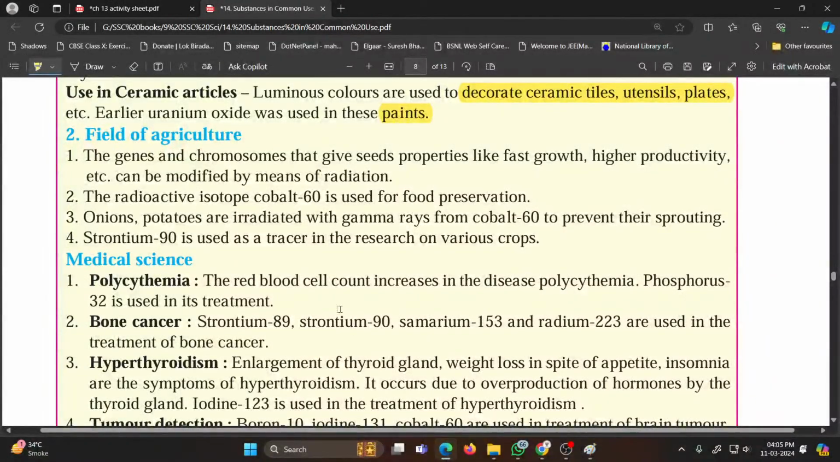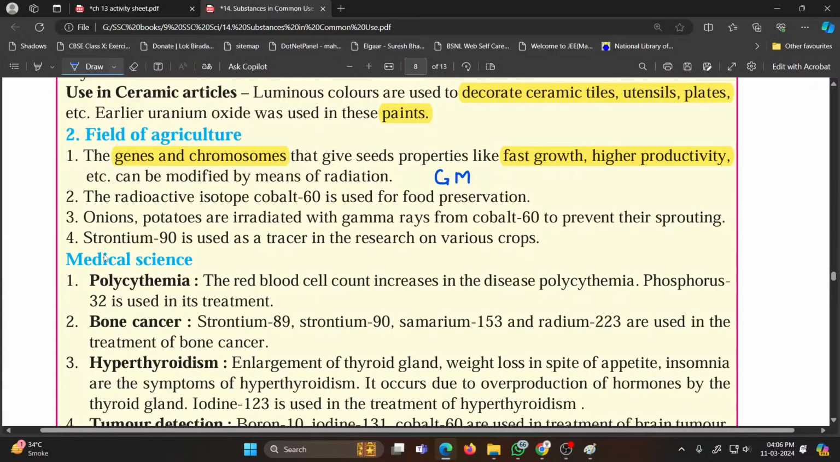In the field of agriculture, radioactive substances are used for fast growth, higher productivity, etc. Genes and chromosomes are changed, so genetically modified crops, you can call it as GM crops. So in making GM crops, you can write to change the genetic properties of the seeds.